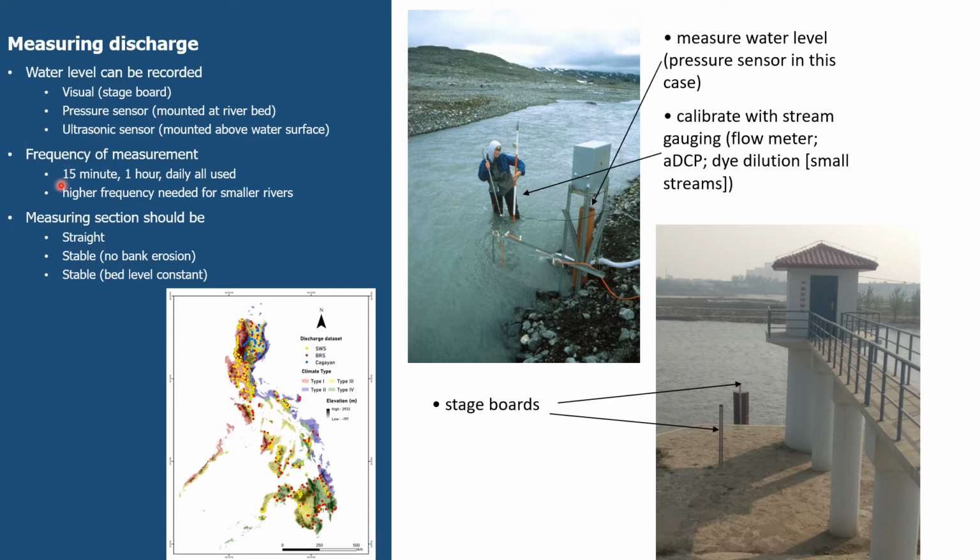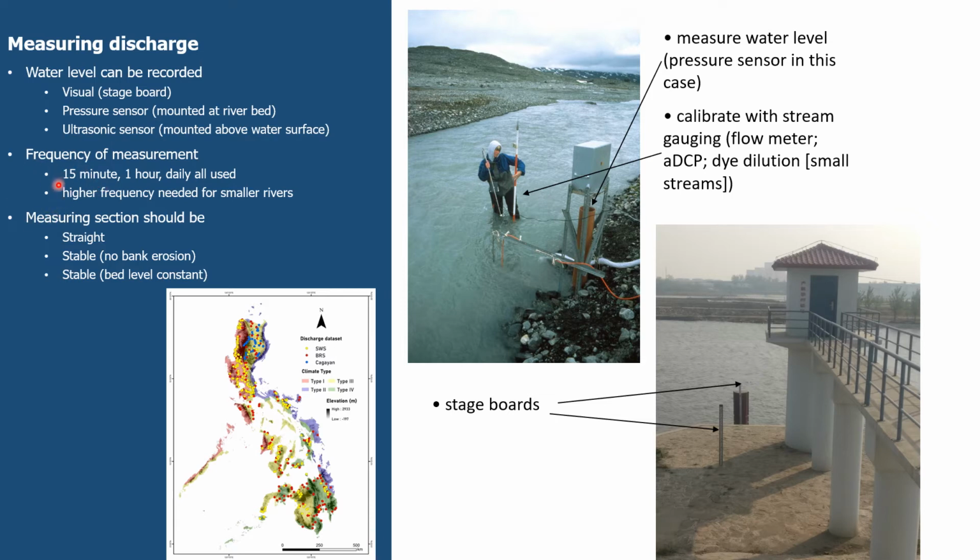Those are very good ways of getting almost continuous records of water level. You can set them up to measure every 1 minute, 15 minutes, 1 hour, daily. Depends on how big your river is. Generally speaking, in smaller rivers, we would use higher frequency because the water level goes up and down much quicker in smaller rivers. In larger rivers, you might use a 1 hour or even a longer frequency of recording.